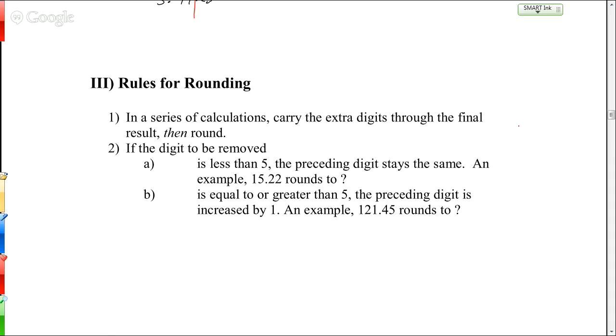And most scientific disciplines use these rules. You may have heard other rules elsewhere. But if the digit is less than 5, the digit stays the same. So 15.22 rounds to 15.2. If it's 5 or greater, then it's increased by 1. So 121.45 rounds to 121.5. Some disciplines have different rules about what to do when it's a 5. Generally, for chemistry and for physics, you'd round up.